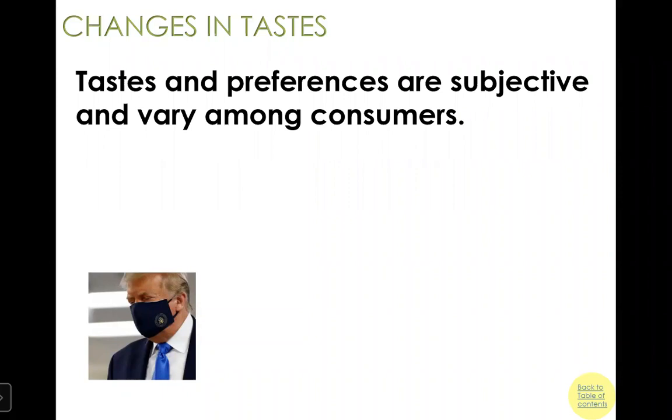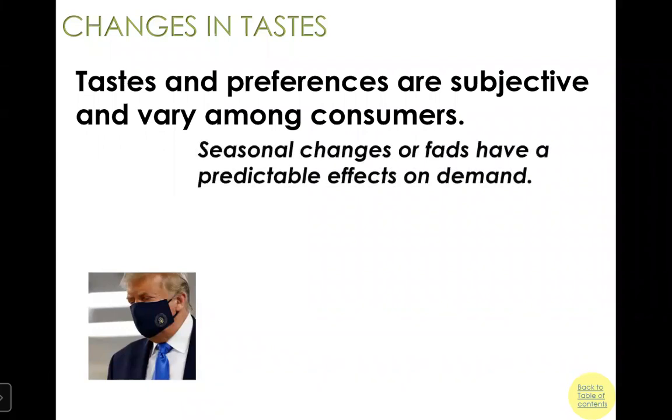Taste and preference are very subjective, so they will vary among consumers. But a change in taste or preference will have an impact on demand. Like this background picture shows, President Trump at some point wanted to show his image wearing a face mask. That would have an impact on the demand for face masks. Another example: seasonal change is going to have an impact on demand. In the winter, the demand for winter gear is going to increase. That explains why Costco changes the goods on its shelves according to the season.